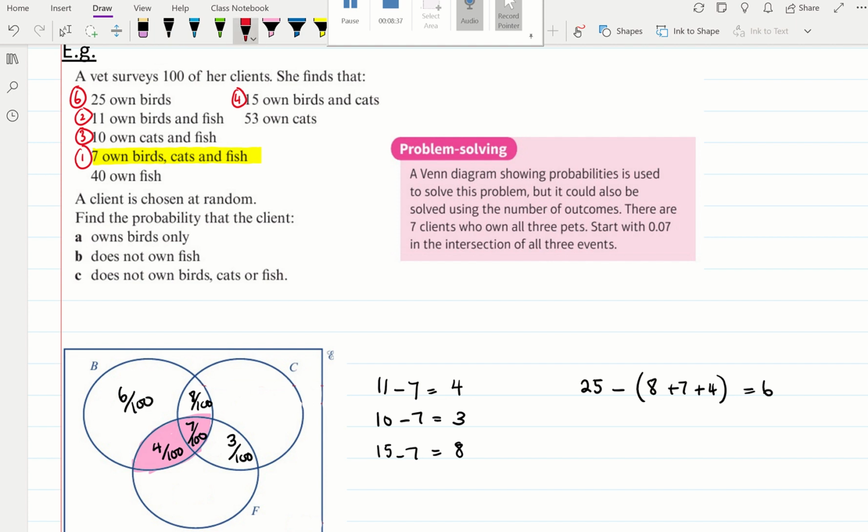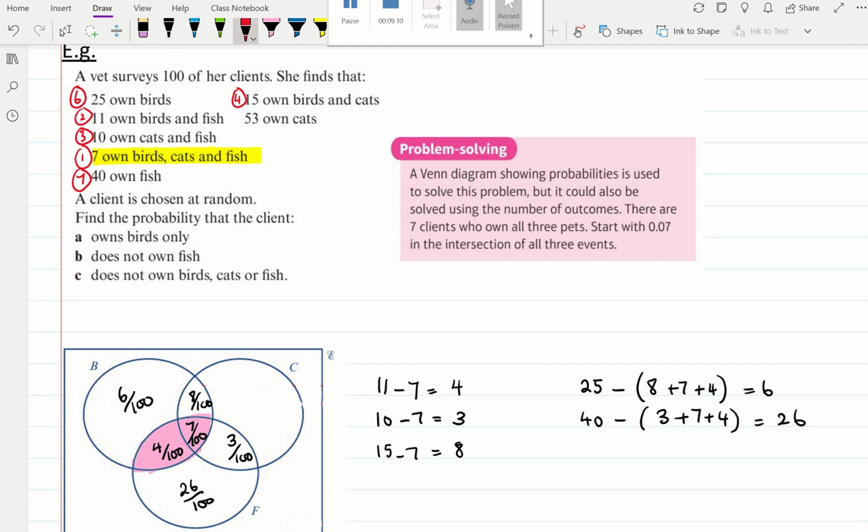And then I am told that 40 own fish. So 40 minus, and I've already got in the fish set a 3 plus 7 plus 4. So that leaves me with 26. So it's 26 over 100. That's my fish is here, 26 over 100 over there.